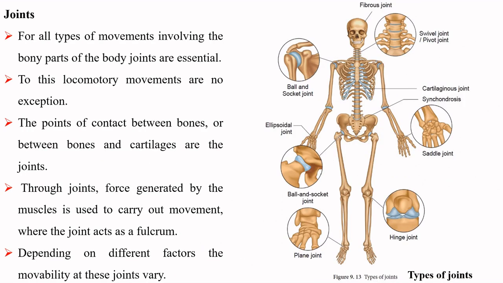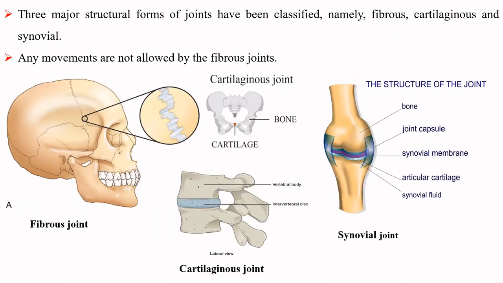Joints. For all types of movements involving the bony parts of the body, joints are essential. To this, locomotory movements are no exception. The points of contact between bones or between bones and cartilages are the joints. Through joints, force generated by the muscle is used to carry out movement where the joint acts as a fulcrum. Depending on different factors, the movability of these joints vary. The 3 major structural forms of joints have been classified, namely fibrous, cartilaginous, and synovial.